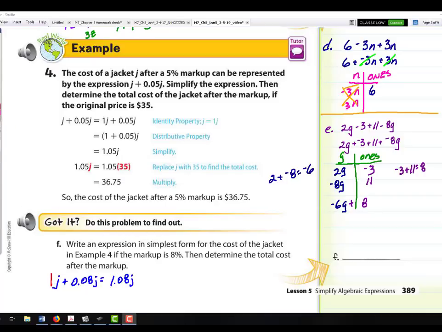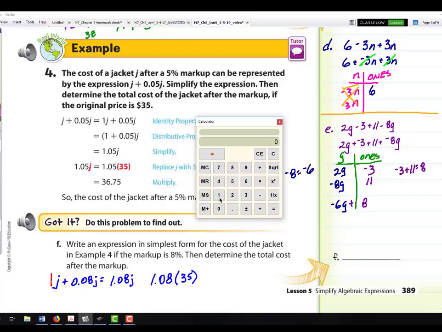So here's my expression that describes what's happening. 1J, I put my coefficient, so J, the jacket itself, plus 8% of J is going to give me 1.08J. I'm going to take that amount, the 1.08, and multiply it by the 35. Notice my work is the 35 times the coefficient.